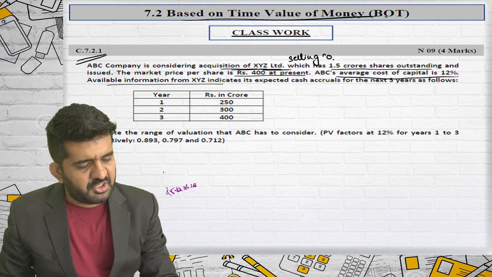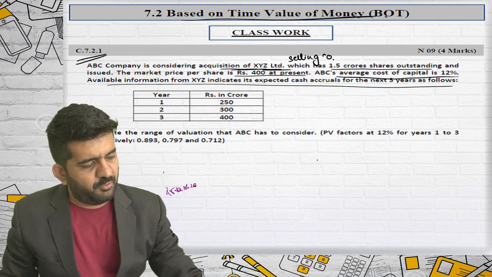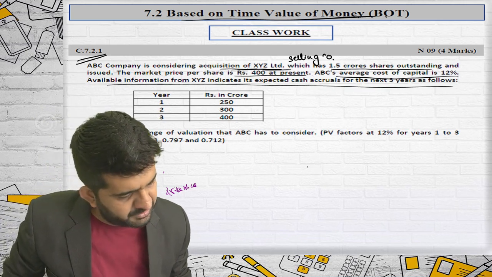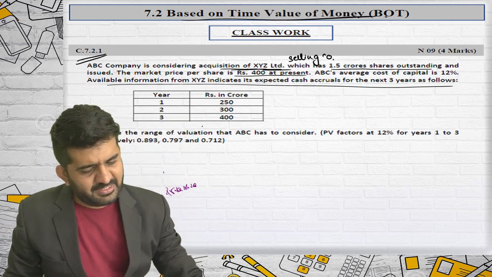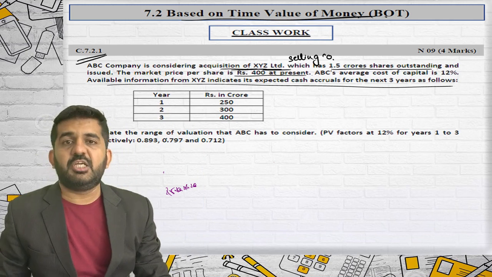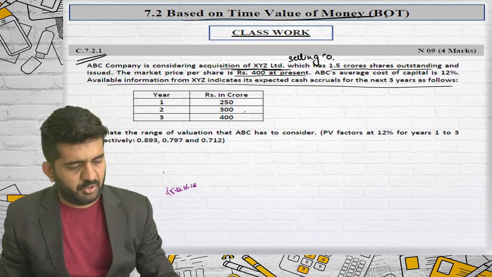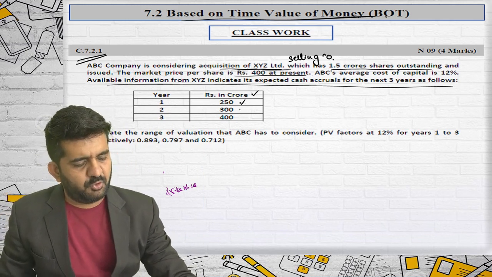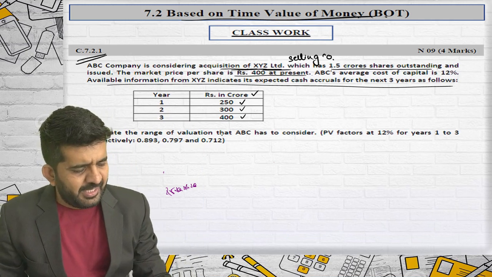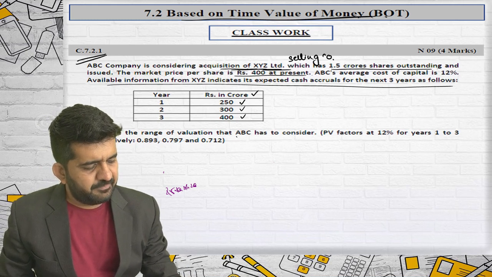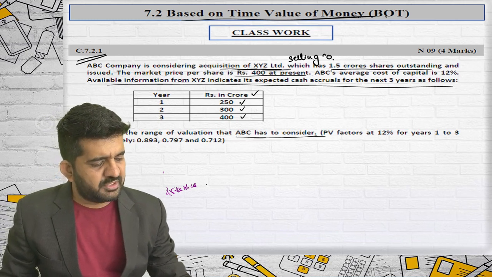Available information for XYZ Limited for the next 3 years is as follows. So this company is going to run only for 3 years and the cash flow will be 250 crore, 300 crore and 400 crore. Calculate the range of valuation that ABC has to consider.